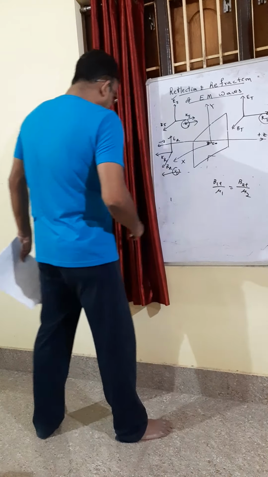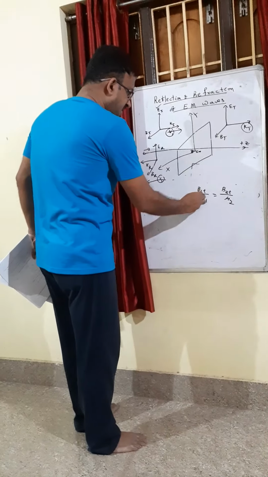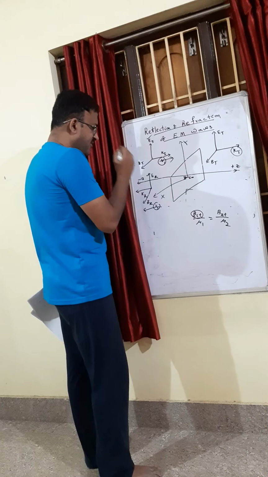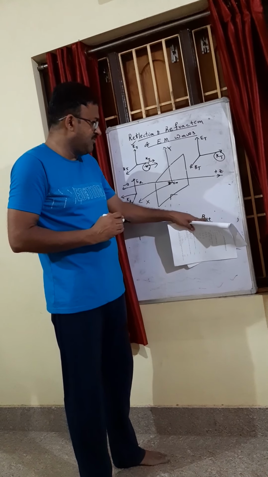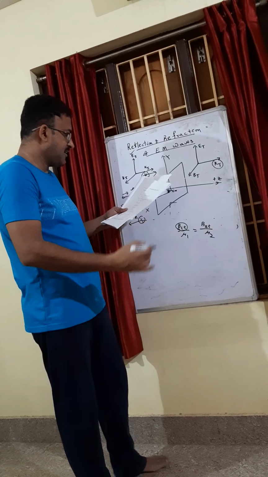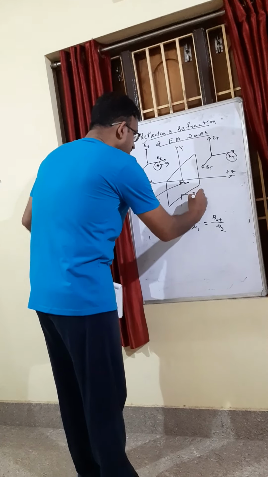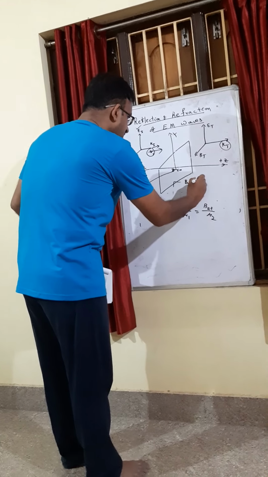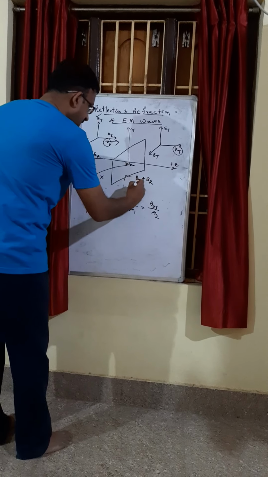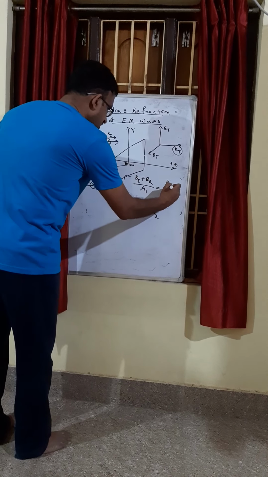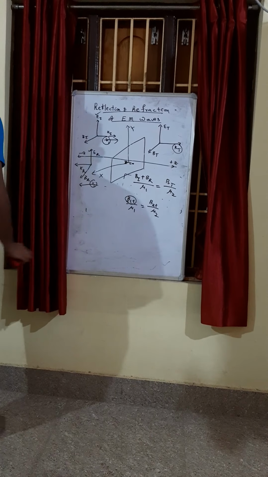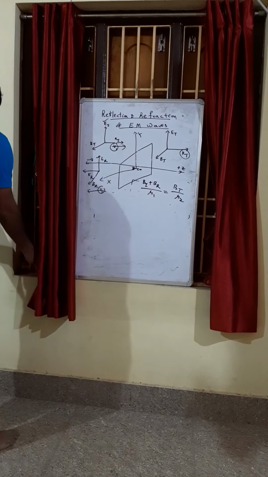So if you find out the magnetic field in medium 1, it comprises the incident part as well as the reflected part, whereas the magnetic field in medium 2 comprises only the transmitted part. So you can write (BI plus BR) by mu1 will be equal to BT by mu2. This is how you can change this.